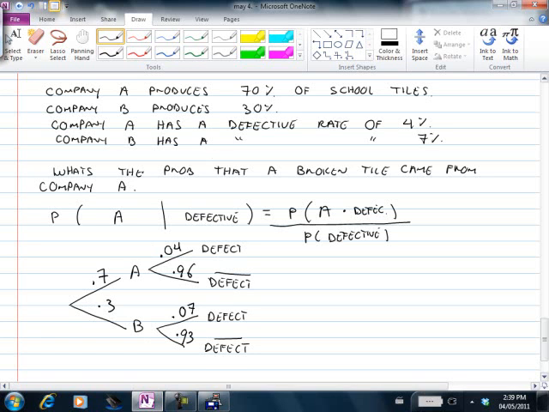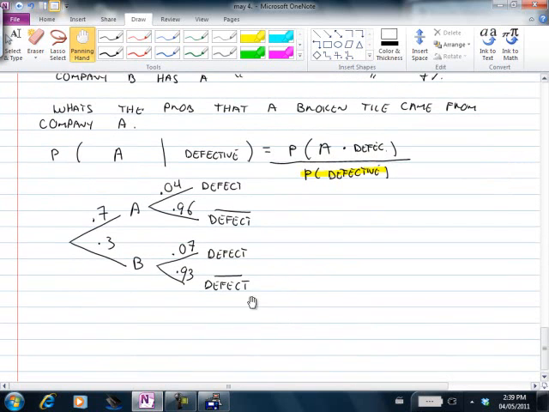I always start with the bottom first. Defective. There's two ways you can get defective. Highlight both pathways and fill in the numbers for me, please. Just like the medical question: how many ways can you become sick? And look what goes on top. Use logic to get the top number. And that's all there is to it.